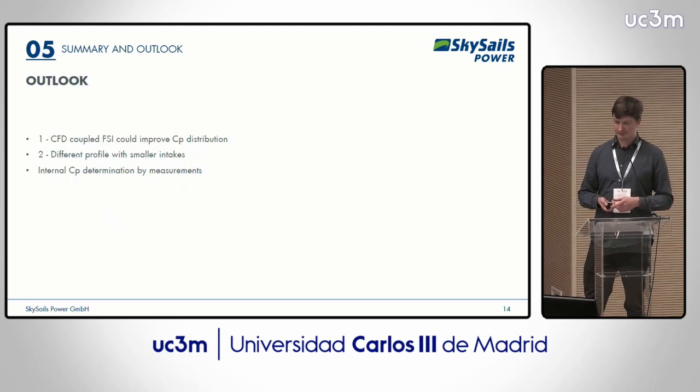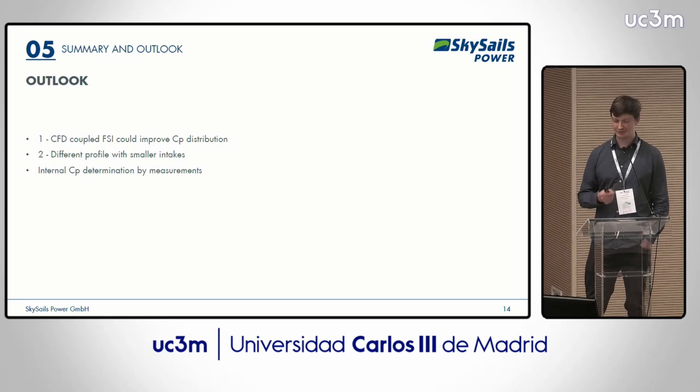So what is the outlook from here? The obvious way to go would be to start using CFD, because CFD can give you accurate results in terms of CP distribution. The problem is you're going to open up a big can of worms with that, because the whole meshing is going to be a nightmare, especially if you have a deformed kite like we do. So I'm still really careful with this.